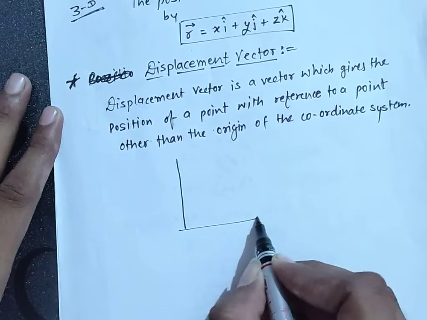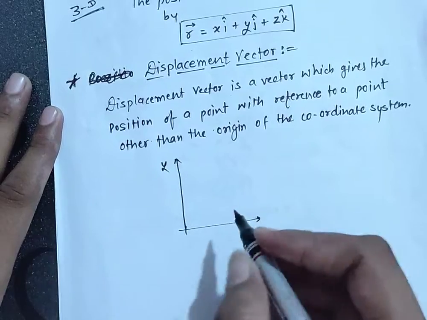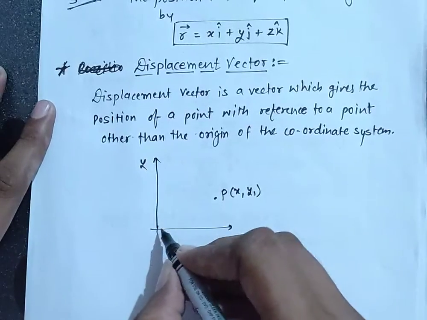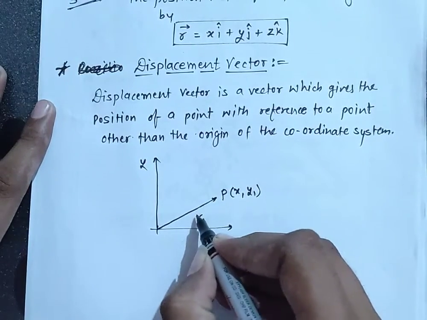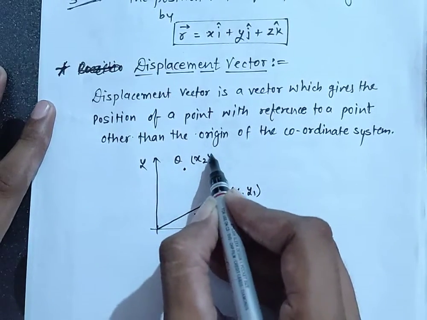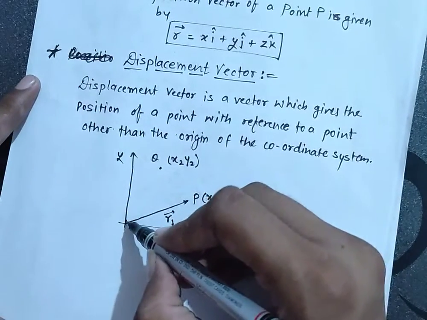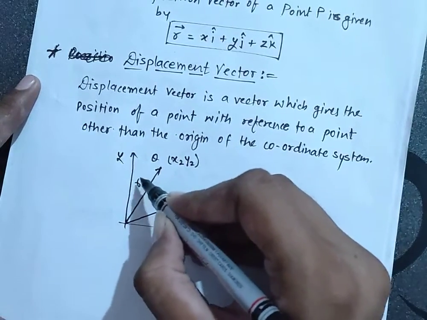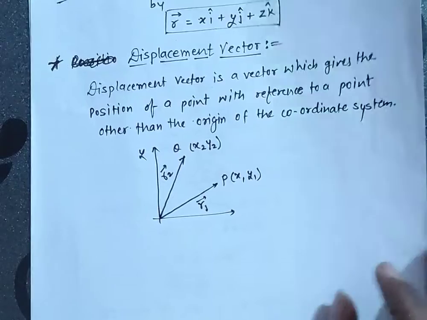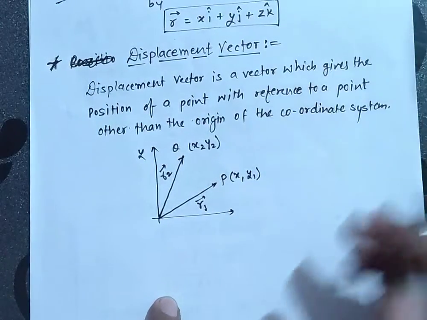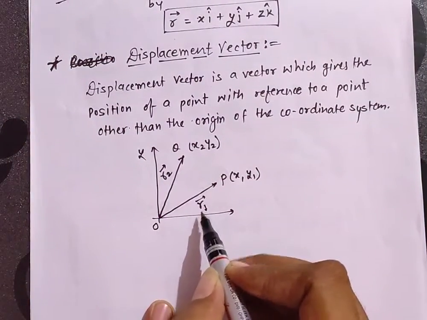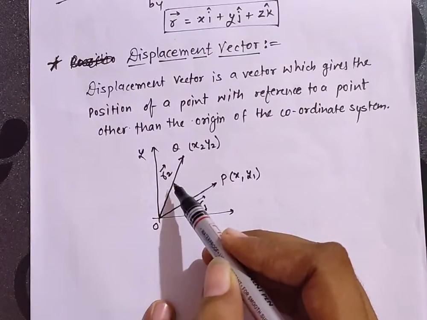So this is our coordinate system. This is the x-axis, this axis is y. Suppose a point P having coordinates x1 and y1. The position vector for this point P is r1 vector, and a point Q lies in this xy plane having coordinates x2 and y2, and the position vector for this point Q is r2 vector.